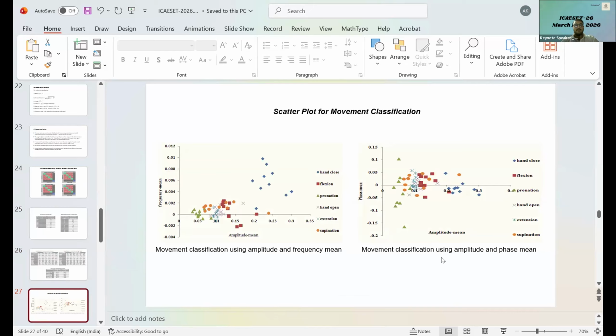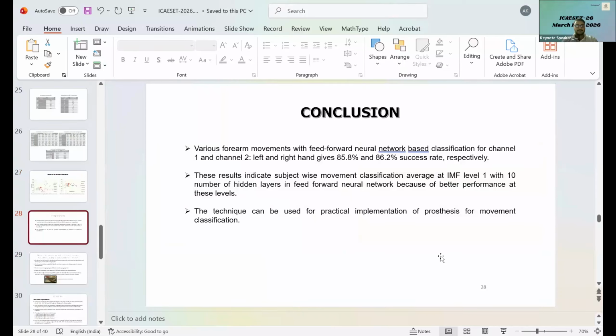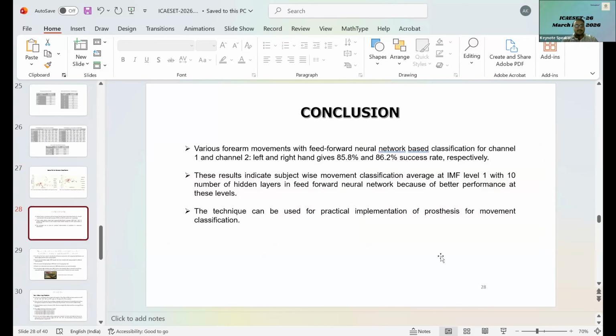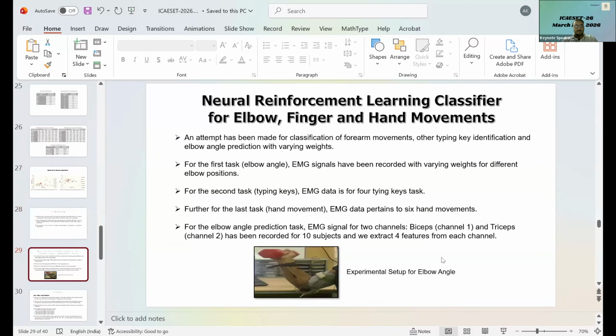I have tried to plot scatter plots for the different movements based on the parameters we have calculated, like amplitude and frequency mean, and between amplitude and phase mean. Based on this, we are able to find that our features are moving in different patterns, so they can be easily classified by the classifier. So this is the conclusion of this experiment.